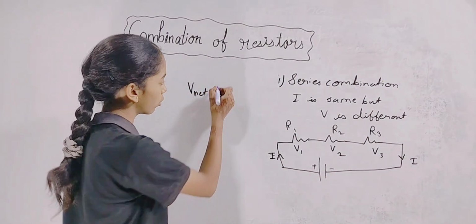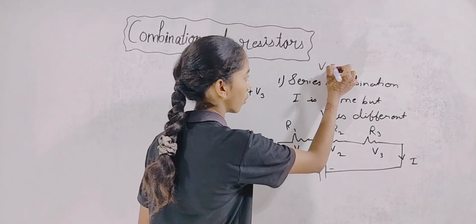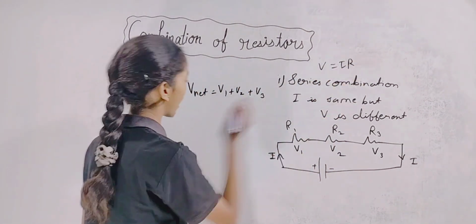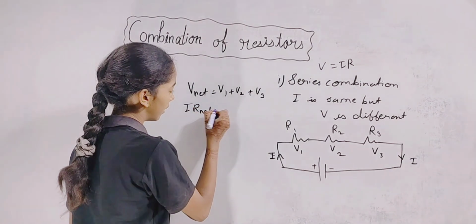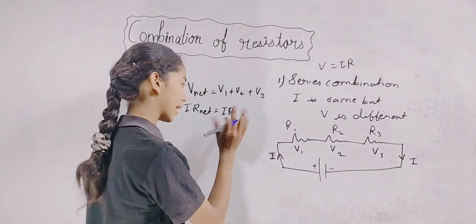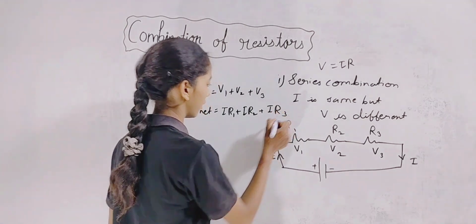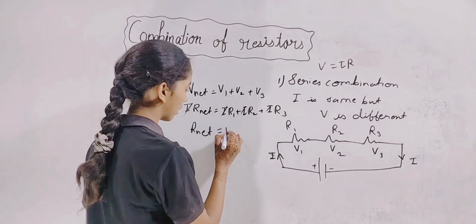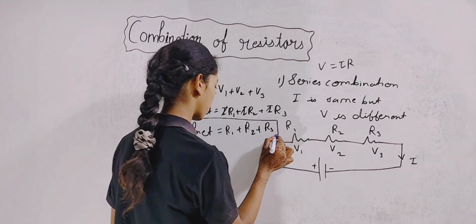V net will be equal to V1 plus V2 plus V3, and we all know the formula of V, that is V equal to IR. So we put the value of V, that is IR. IR net will be equal to IR1, current is same so we put I only, plus IR2 plus IR3. So I will be cancelled out and we have R net equal to R1 plus R2 plus R3. We get this formula.